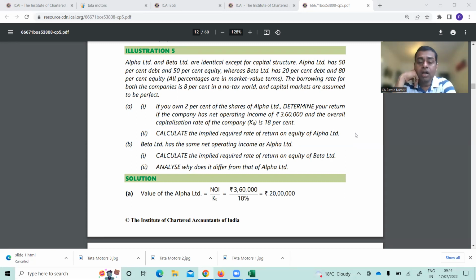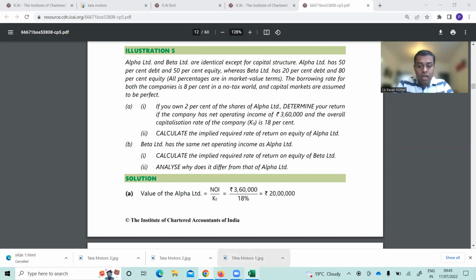This is page number 12, illustration 5. Alpha Limited and Beta Limited are identical except for capital structure. What is the meaning of this? That means there are two companies probably operating in the same industry, having the same size. So they are basically identical in all aspects. That means their earning ability, their operations, all things are the same. But capital structure is different. How is it different? Alpha Limited has 50% debt and 50% equity, whereas Beta Limited has 20% debt and 80% equity. All these percentages are given in market value terms.